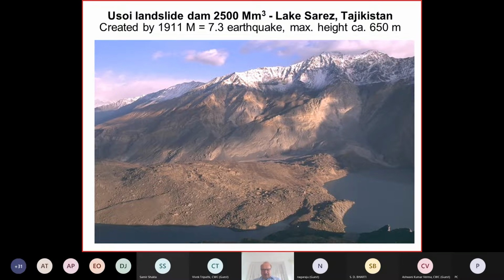It is a landslide dam, a natural dam, and it still stands. It creates a big lake, which is called Lake Sarez, and there is some seepage through its dam body, but I think the dam has already settled since 1911. Somebody mentioned about 90 meters.